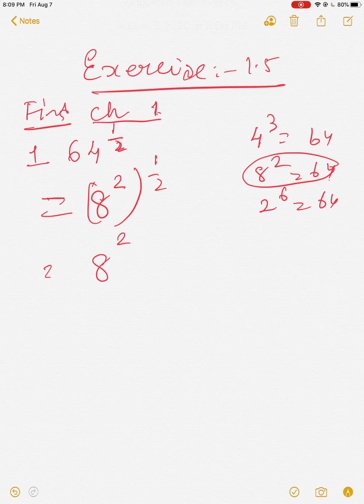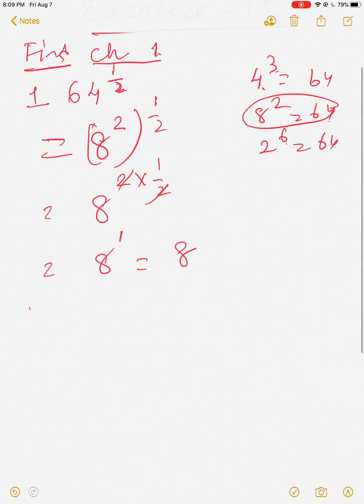8 square, here bracket means multiplication. 1 upon 2, 2 will be cancelled. 8 raised to power 1 is equal to 8. Okay, according to the exponent we have to choose. If 3 is there, we will be choosing 4 cube. If 6 is there, we will be choosing 2 raised to power 6.